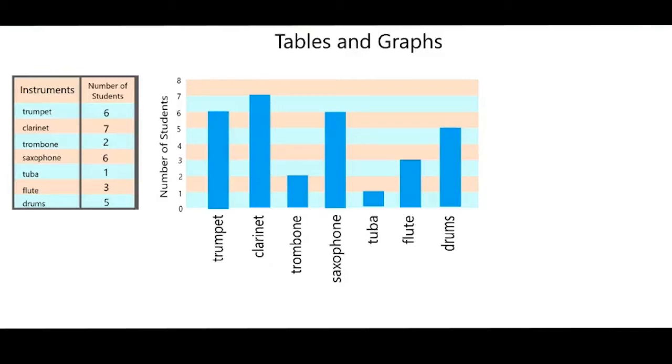So first question is, how many students play the clarinet? Well, we could use our table here, and it says that 7 students play the clarinet. So we'd say 7 students, okay? Now, how many students play tuba? Well, maybe we'll use the bar graph for this. So here at the tuba, looks like the tuba has 1 student that plays. So 1 student plays tuba.